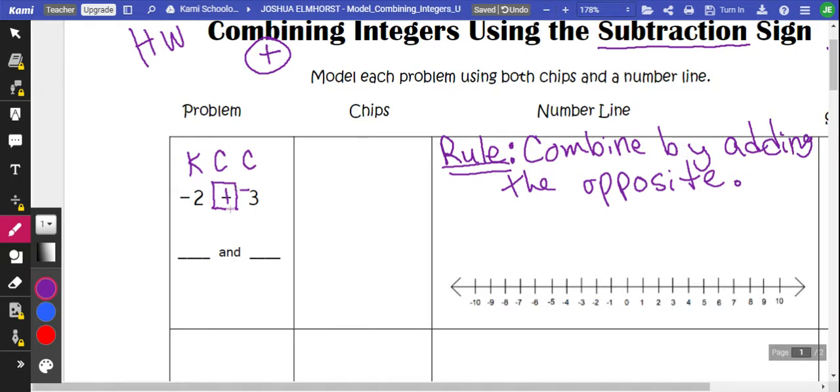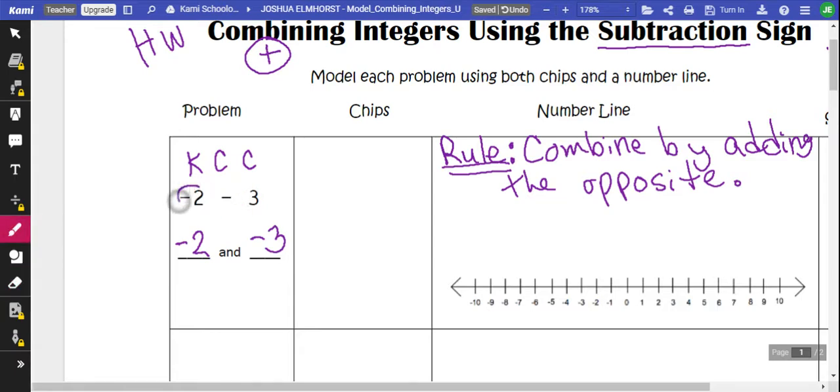So to combine these, what we're actually doing is we have -2 and we have -3. So if I erase that for one moment, we go back. So we have -2, keep it, and then change the sign in the middle and change the sign of the second integer. So we're going to combine them by adding. So we have -2 and -3.